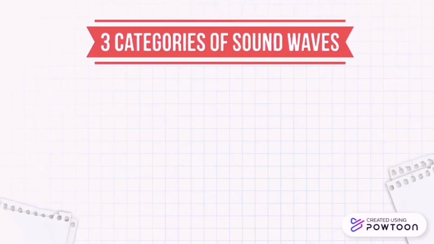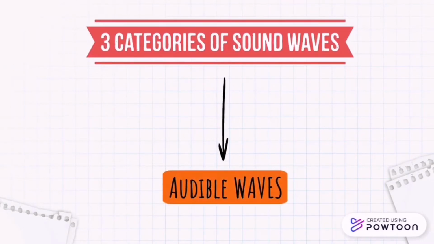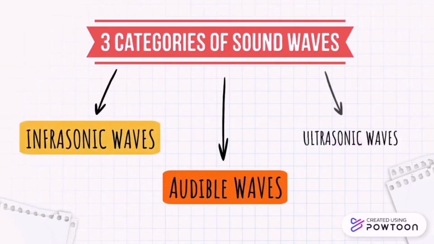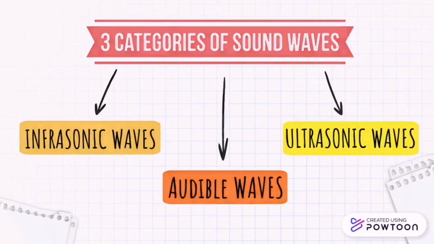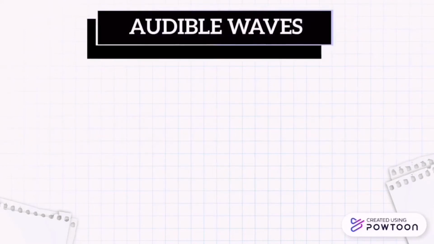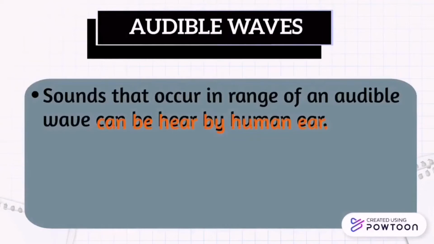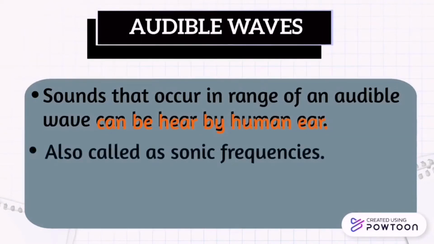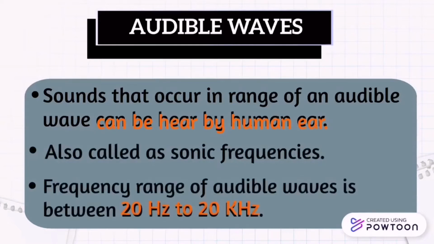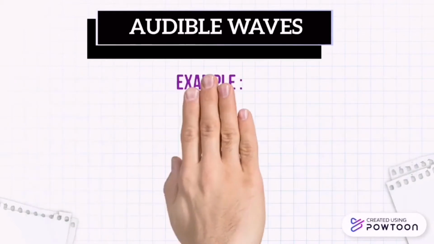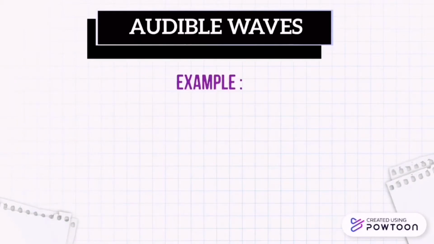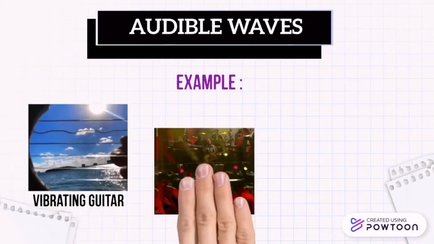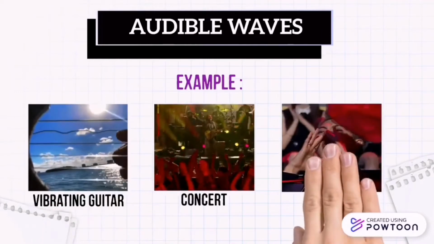There are three categories of sound waves: audible wave, infrasonic wave, and ultrasonic wave. Audible wave. Sounds that occur in the range of an audible wave can be heard by the human ear. It is also called sonic frequency, and the frequency range of audible wave is between 20 Hz to 20 kHz. Examples of audible waves are a vibrating guitar, a concert, and shouting.